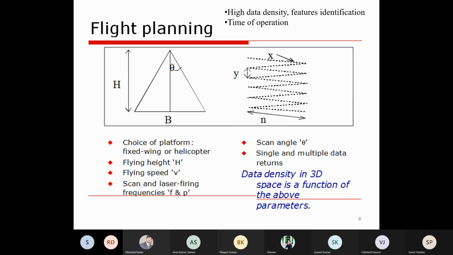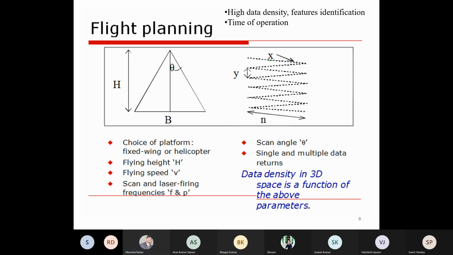Okay. Just see over here. In this slide, there is a discussion on flight planning. While flight planning, what we do is, on the basis of the requirement from the user end, what kind of data density the user wants, what is the objective, like what kind of objects the user wants to identify in the LiDAR point cloud data, and additionally the time of operation. So to decide the various parameters, these three options are considered.